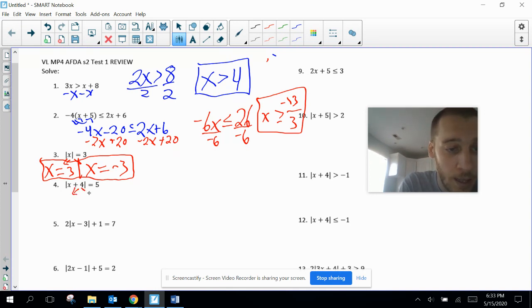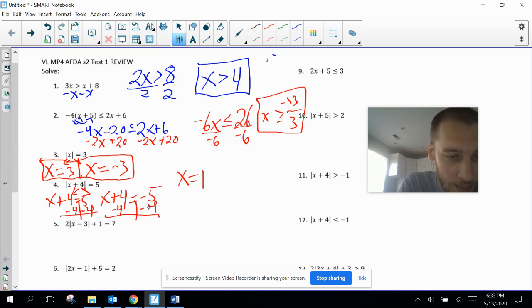Similar for number 4. We split it up. One way is just as it is, so just x plus 4 equals 5. The other way, x plus 4 stays the same. It's the 5 that changes to negative 5. And when I subtract 4 on both sides, we get two answers. This one will be 5 minus 4, x equals 1. And the other one, negative 5 minus 4 is negative 9.